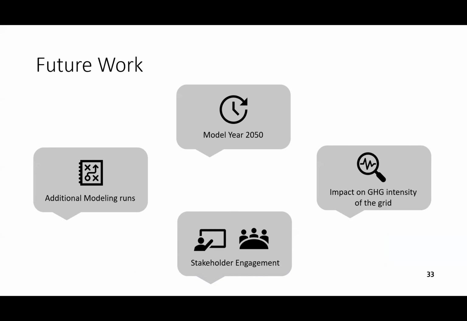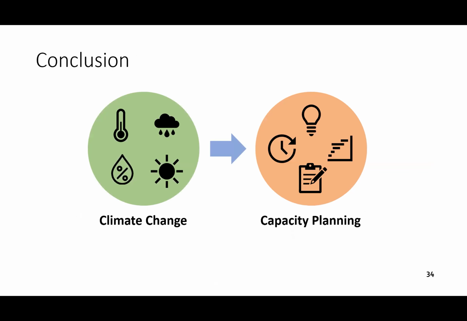However, on that note, we are planning on doing more iterations for the years 2040 and 2050. We plan on quantifying the impact to the grid's greenhouse gas intensity for increased peak demand and gas dispatching. And we'd also like to engage some key stakeholders in our research, such as the ISO, to further refine the model. Despite these limitations and future work, we do think that climate change will have an impact on our reserve margin and our loss of load expectation here in Ontario beyond what is currently estimated or planned for.